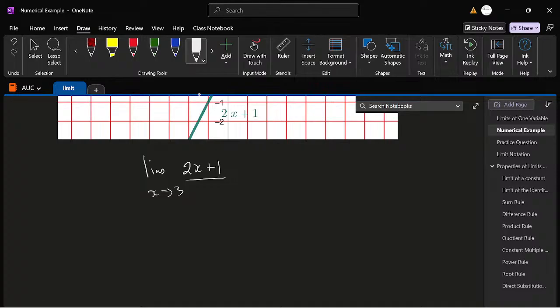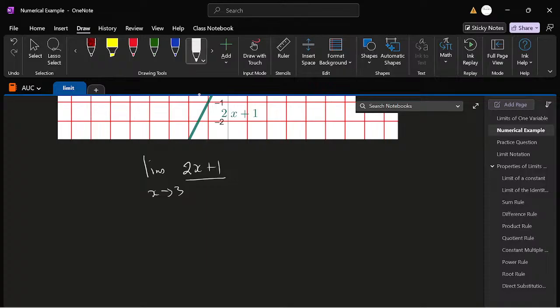One thing you need to know is that you don't need to reach the actual point. Just get close to the point. Then a limit can also exist even if the function isn't defined at that point.